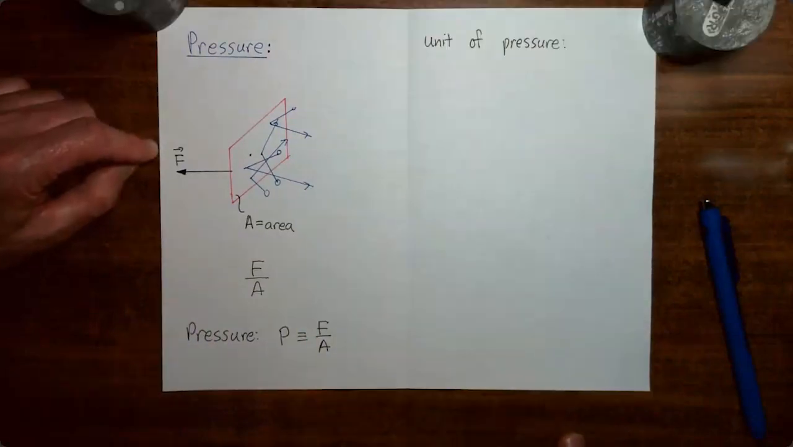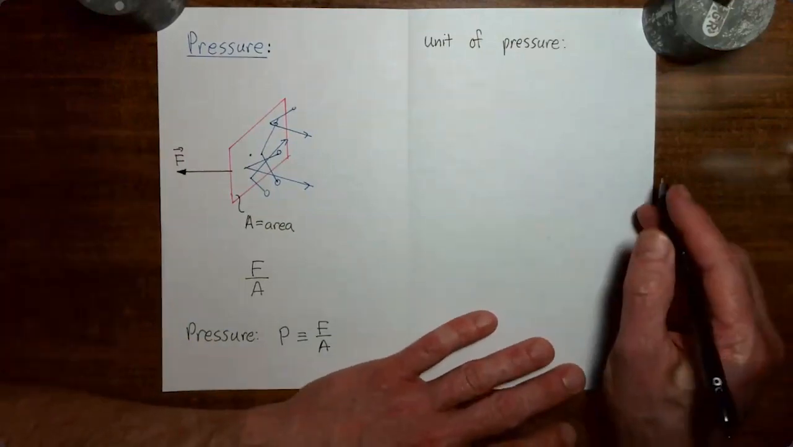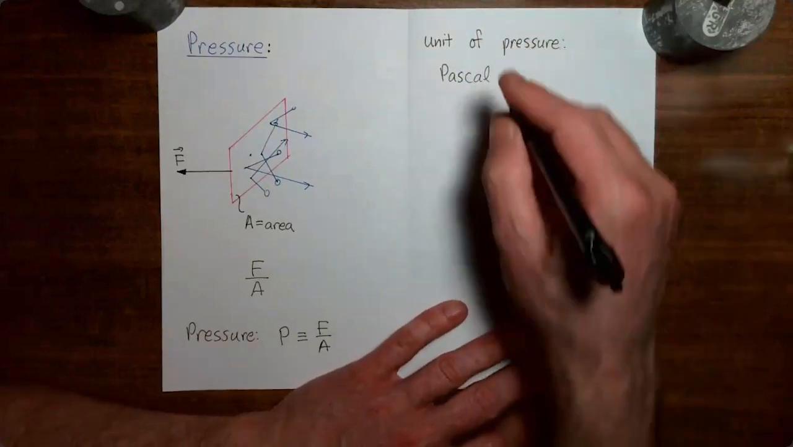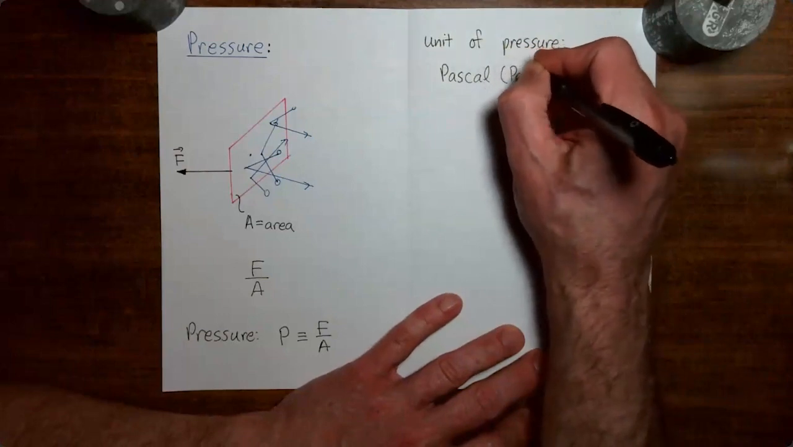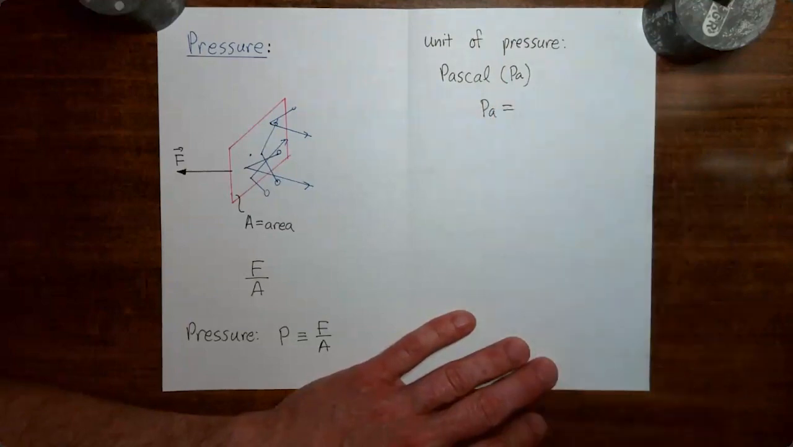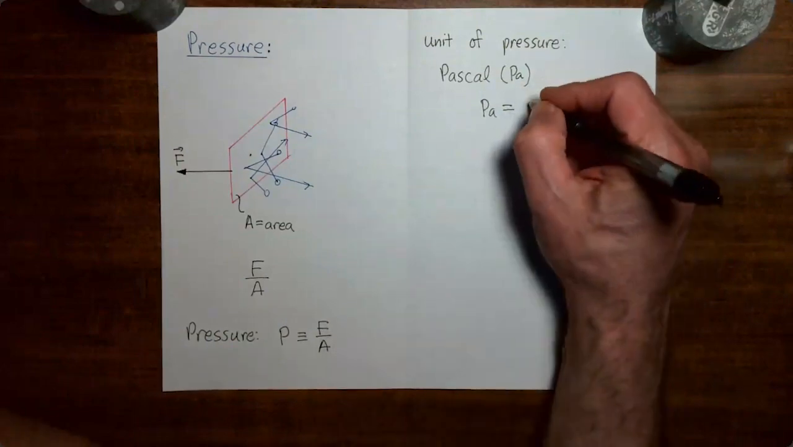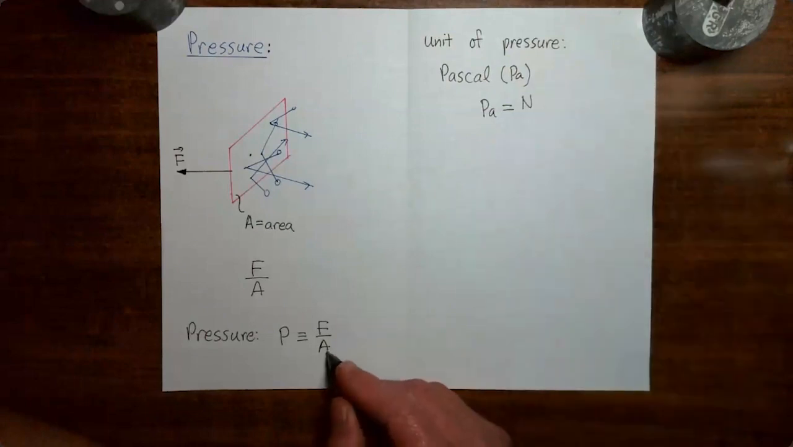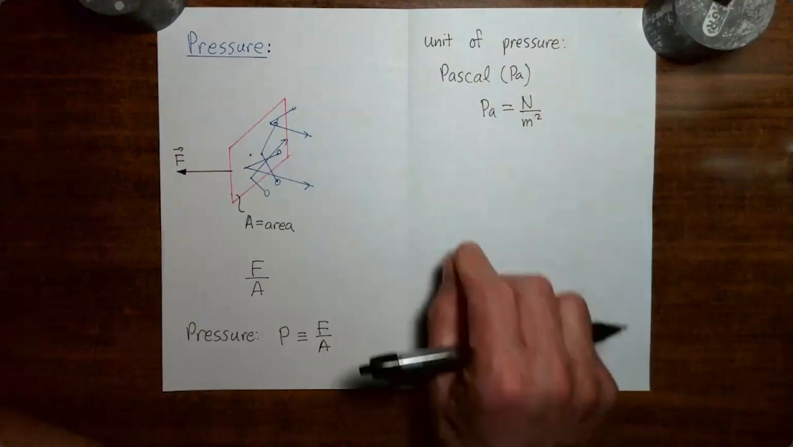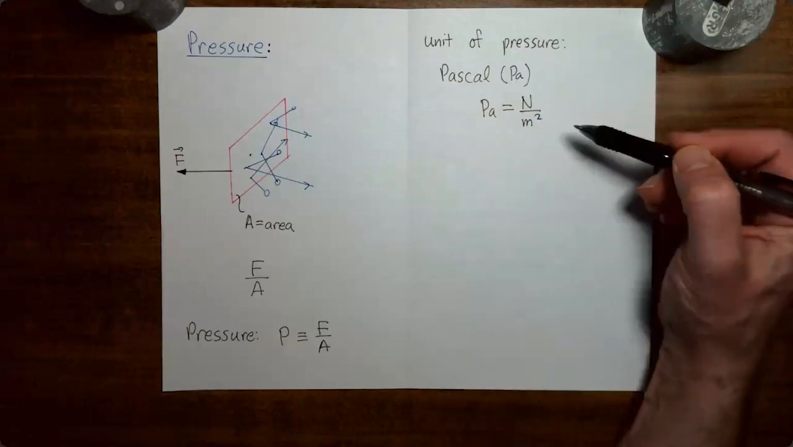There are several units of pressure which come up in this class. The one we're going to use most frequently is what's called the Pascal. The symbol for Pascal is Pa. Now, if the Pascal is part of the MKS system, what would that have to be? Well, the unit of force in the MKS system is the Newton. The unit of area in the MKS system is meter squared. So Pascal, our MKS unit of pressure, is newtons per square meter.